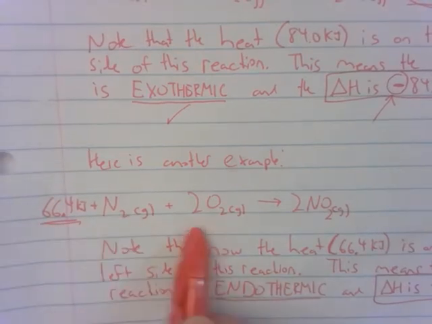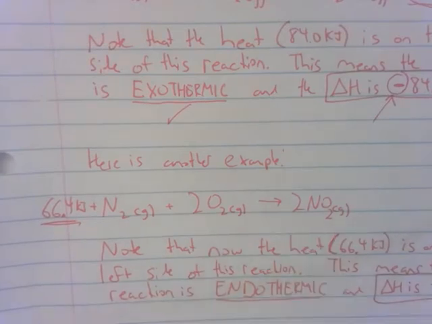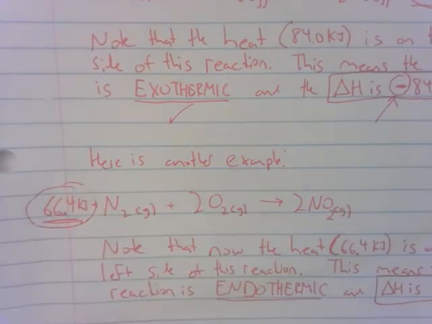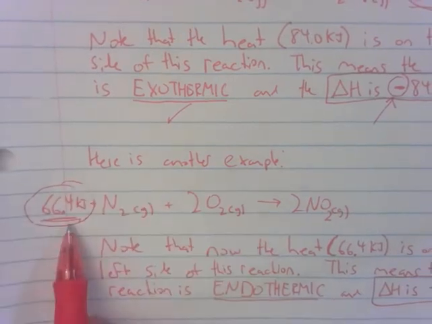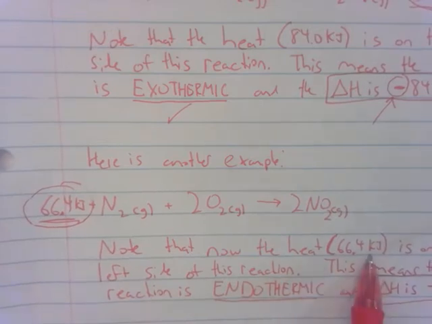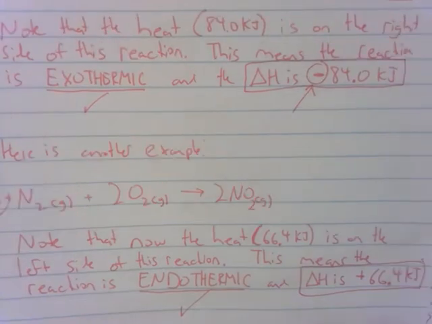Notice this time that the heat is on the left side of the arrow. You're adding 66.4 kilojoules to the left, which means that the heat, in this case 66.4 kilojoules, is on the left side of the arrow, meaning it's an endothermic reaction. Heat's entering, not exiting. And the delta H is positive 66.4 kilojoules.